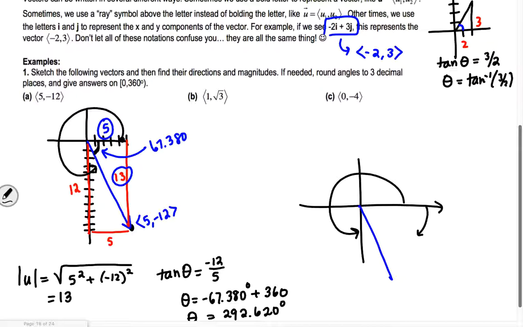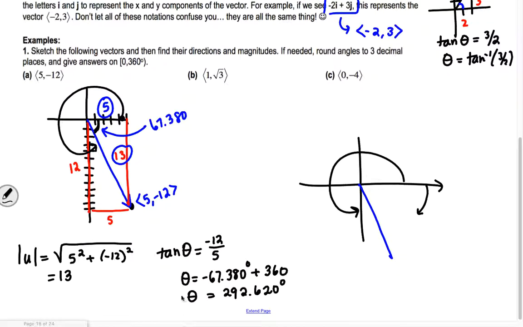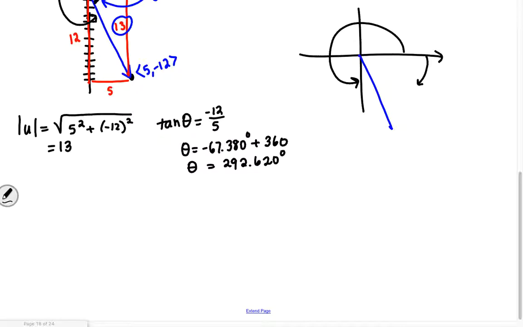Okay, and that's going to happen a lot with tangent. We're often going to have to add either 180 degrees or 360 degrees, depending on what quadrant it's in. So maybe write yourself a note: we will add 180 or 360, depending on the quadrant. So that's why it's important to draw the sketch out.